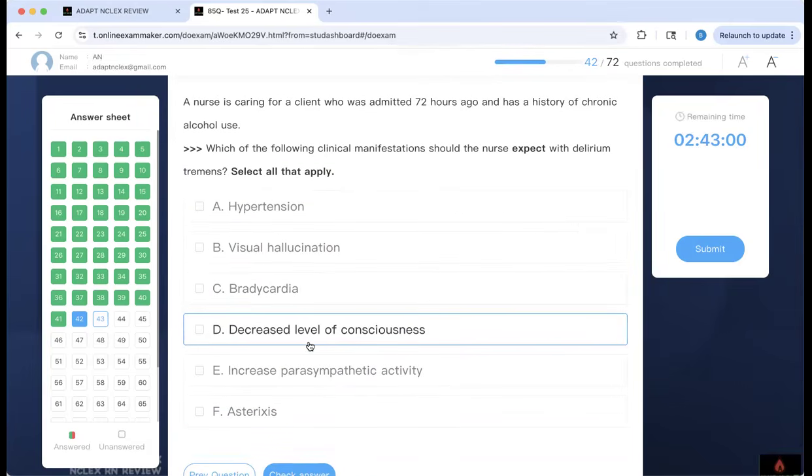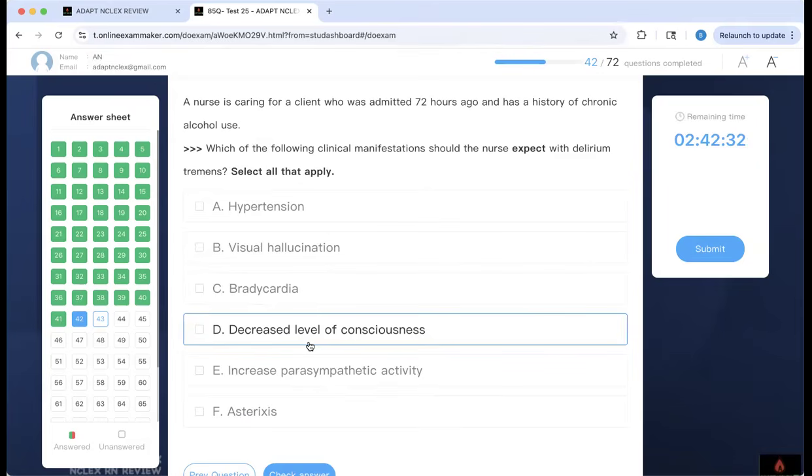And this is caring for a client who was admitted 72 hours ago and has a history of chronic alcohol use. Which of the following clinical manifestations should the nurse expect with delirium tremens, which happens after 48 to 72 hours? What do you see in delirium tremens? Hypertension, visual hallucination, bradycardia, decreased level of consciousness, increased parasympathetic activity, hysteresis. What do you think? If you have delirium tremens, what do you expect?